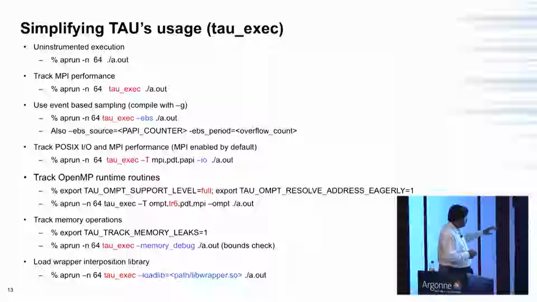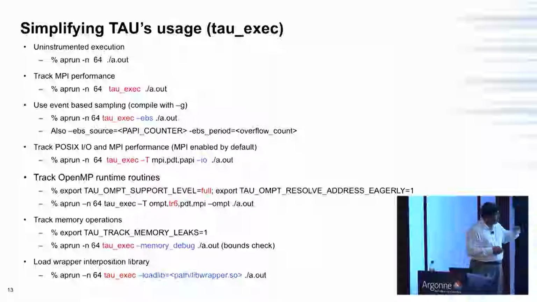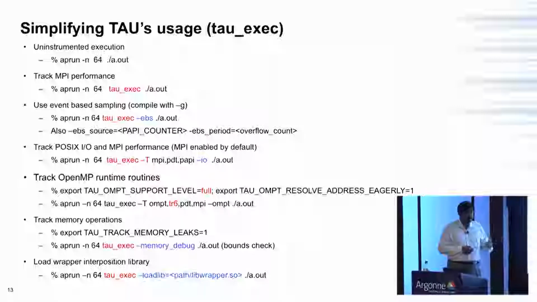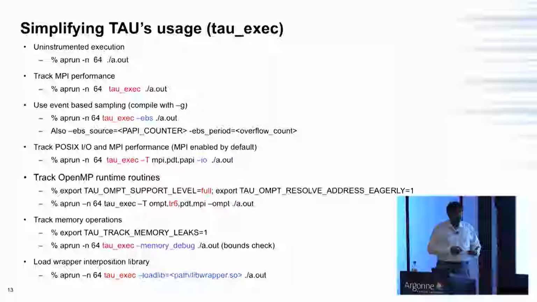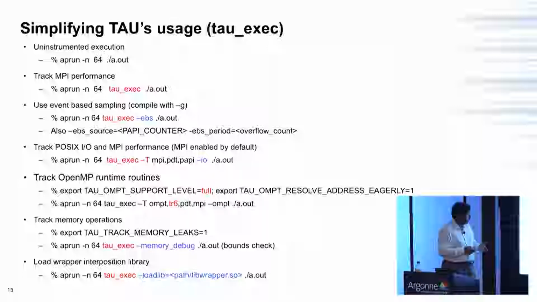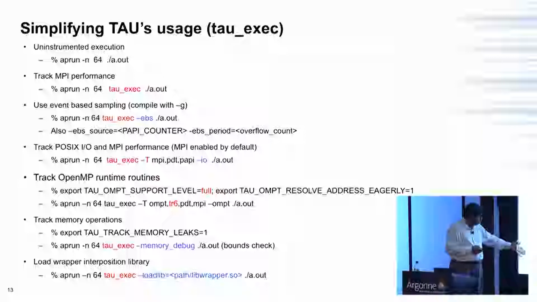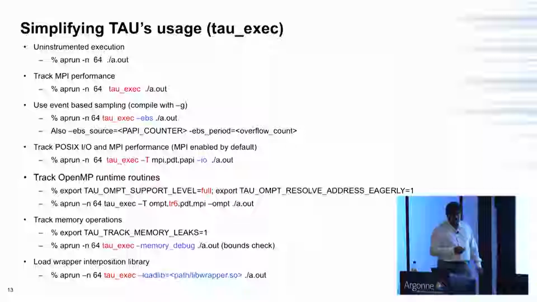You can also change the support level. Instead of full, if you use the default, you will just get hooks on thread 0 instead of threads 1, 2, 3, and others. You can also specify how addresses are resolved at runtime or later on during the post-processing phase. There are memory operations that you can track. You can also load another library like this.